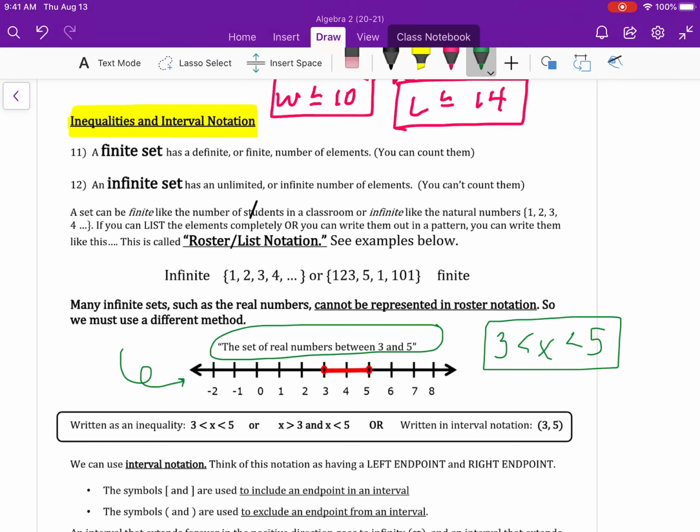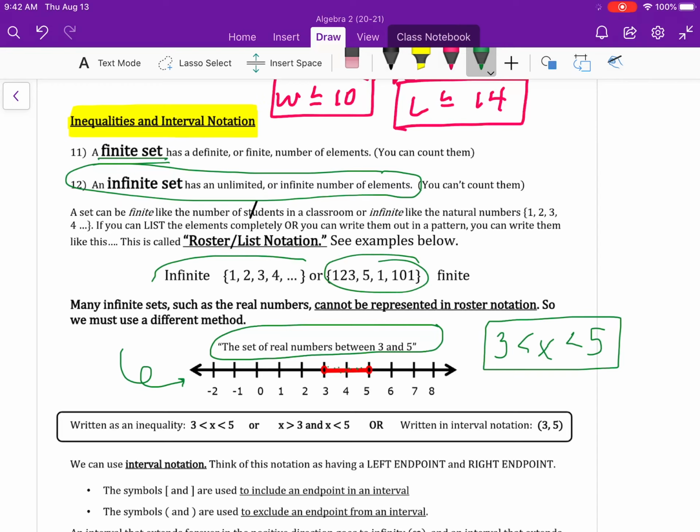You can also put it in a graphical notation, which is actually this graph right here, this number line. The reason why it's hard is that it's an infinite set. An infinite set has an unlimited number of elements. There are infinitely many points in between 3 and 5, right? Now, if there had been a finite number, which means a definite number of elements, you can just list them. You know what I mean?